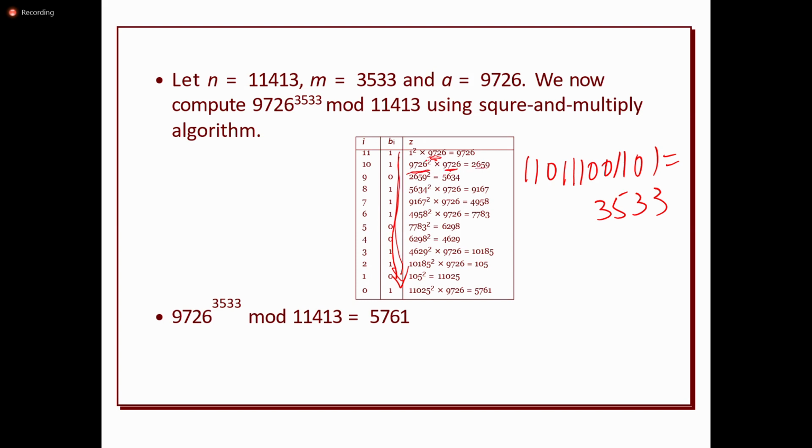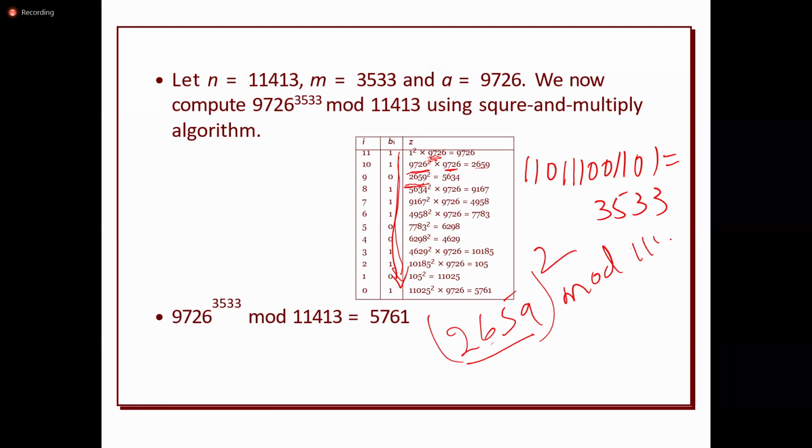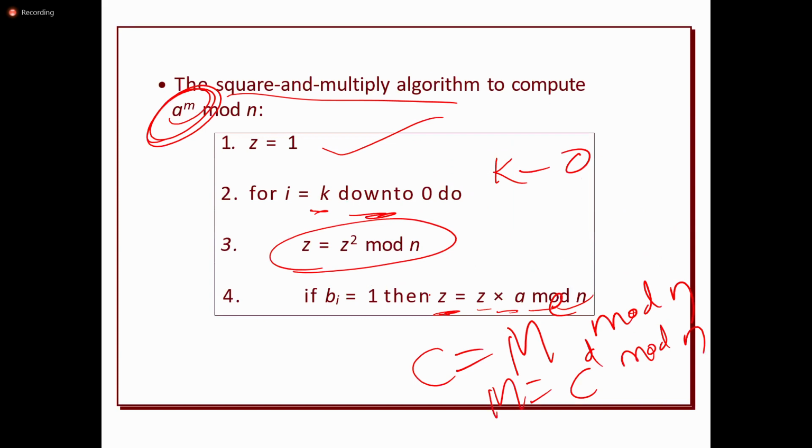Then we need to do the mod operation at every step. So 2659 square mod n: 2659 square will give some value, then we perform mod 11413. By performing the mod with 11,413, we get the result 5634. At every step we need to do the mod, and then we take the values together.